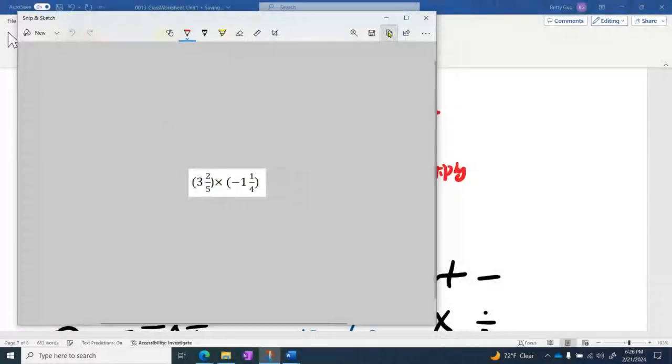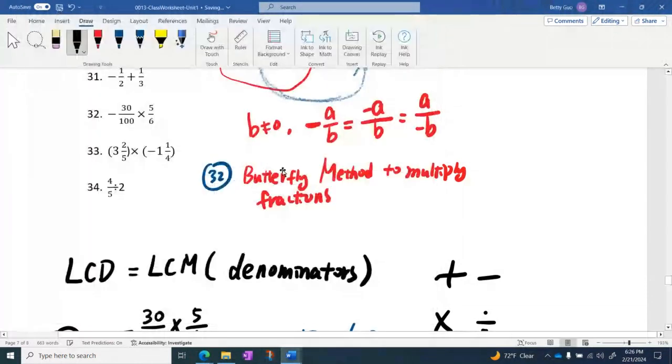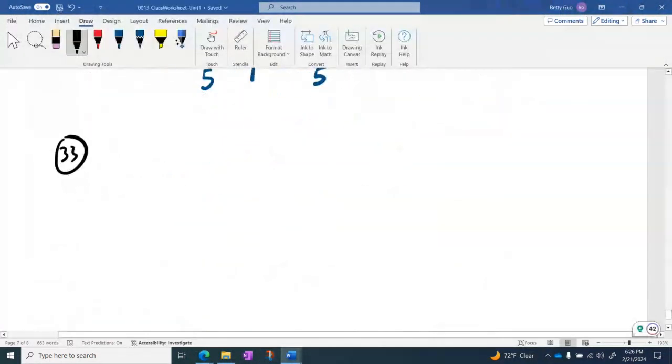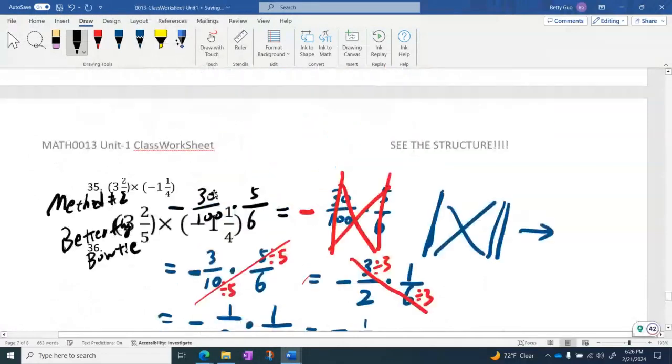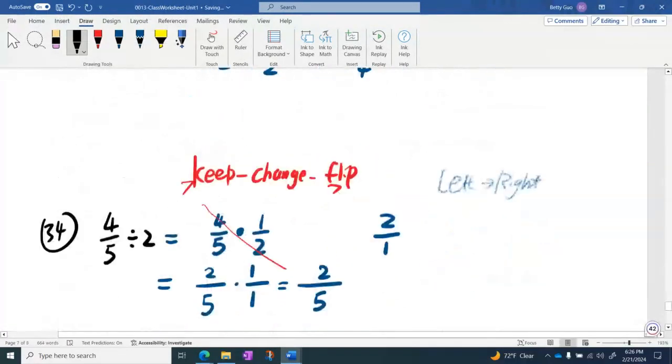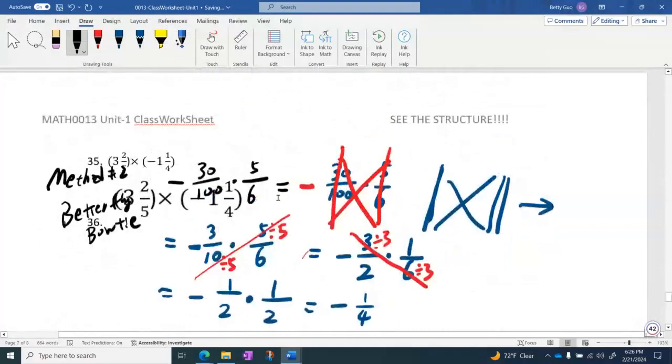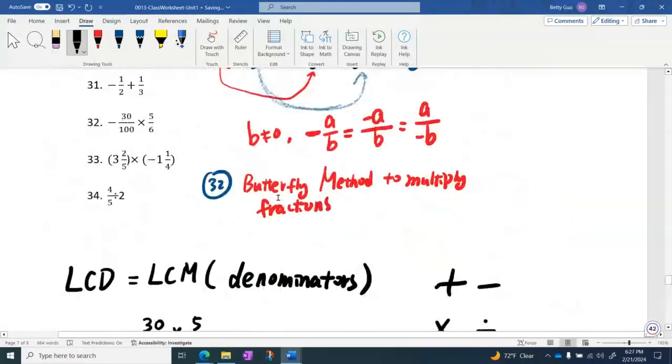Number 33. The two factors in the product are fractions, but they are given in a mixed number format. Oh, it doesn't let me copy. Sorry about that. I need to remember this.